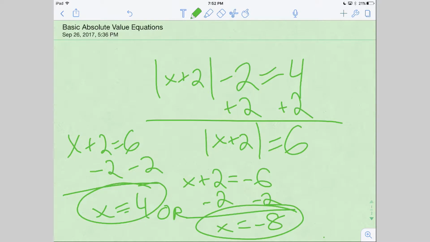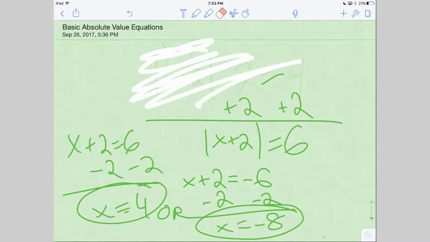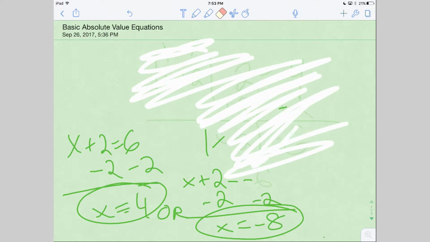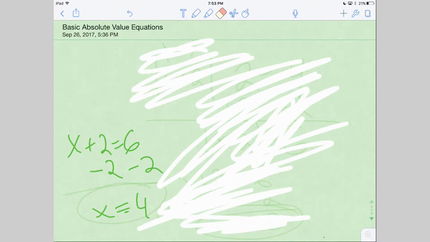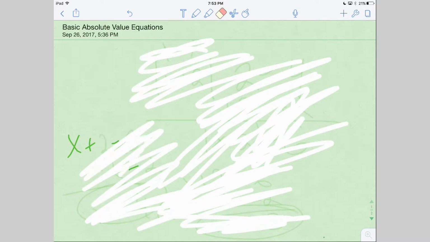That's saying that 4 plus 2 here is 6. The absolute value of 6 is 6. Subtract 2 equals 4. Or if we have negative 8, the absolute value of negative 8 plus 2 is negative 6. The absolute value of negative 6 is 6. Subtract 2, and that does equal 4. So those are our two solutions there. Now that we've covered all the basic stuff, if you have something slightly different than that, you should be able to figure it out.